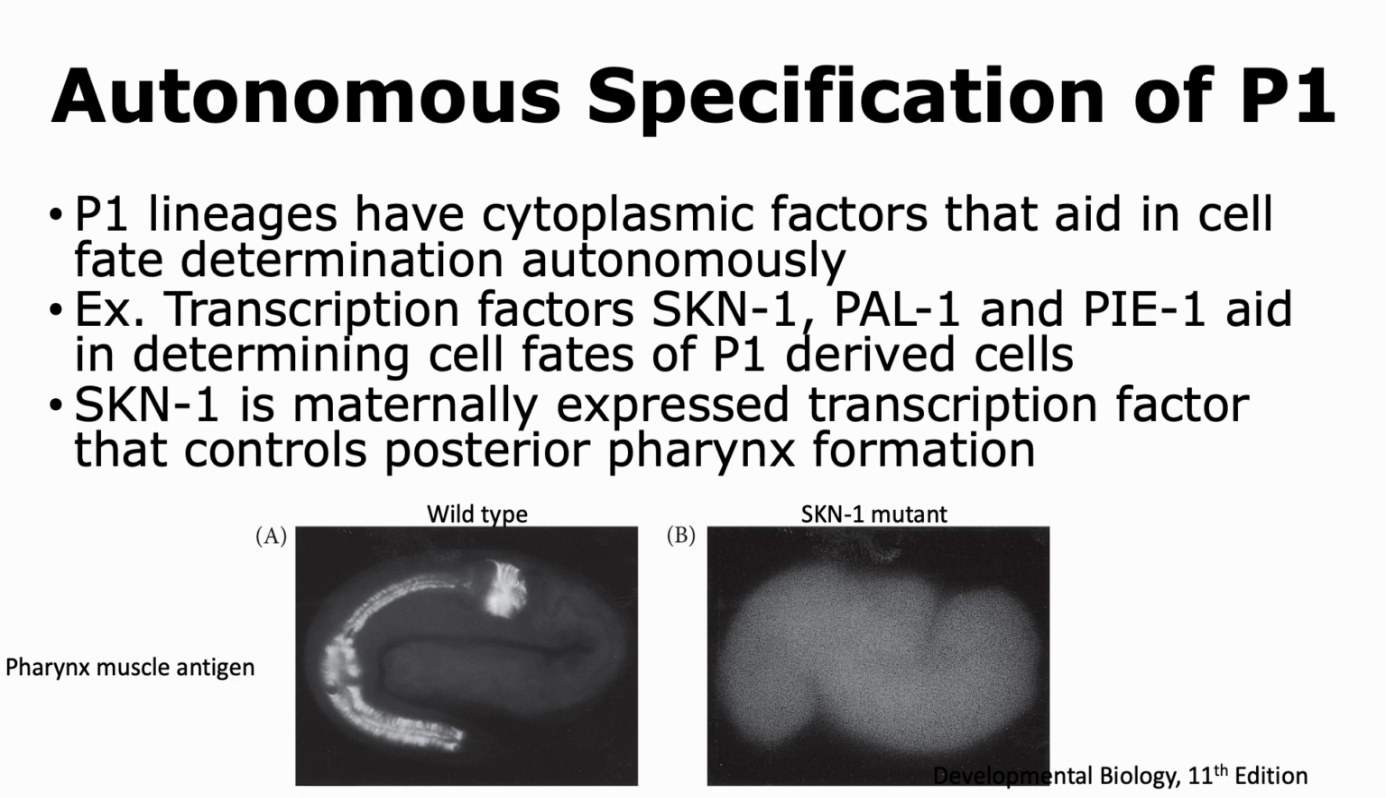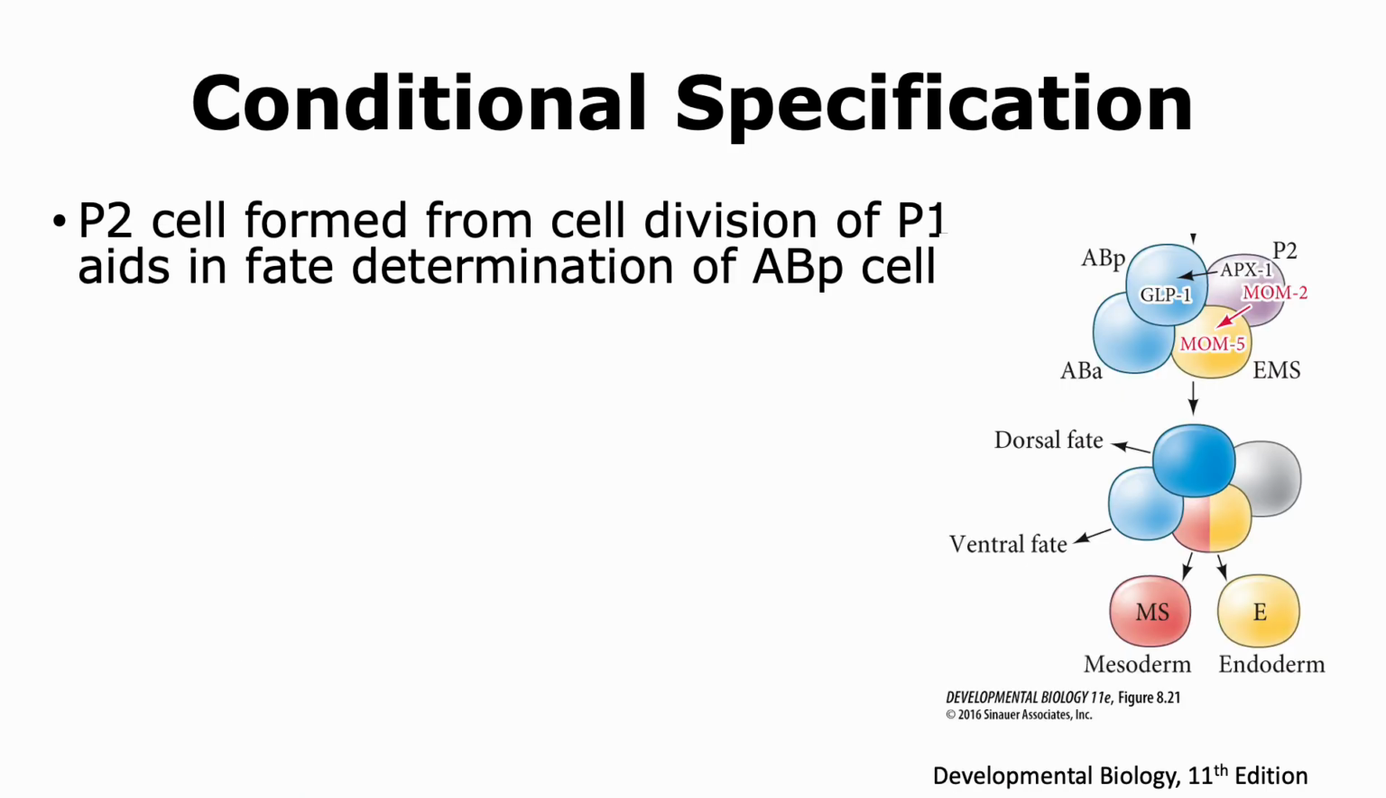So this way, transcription factors present in the P1 cell aid in the autonomous specification of P1. Now let us look at an example of conditional specification in C. elegans. Now the P1 cell will undergo cell division to form the P2 and the EMS cell.